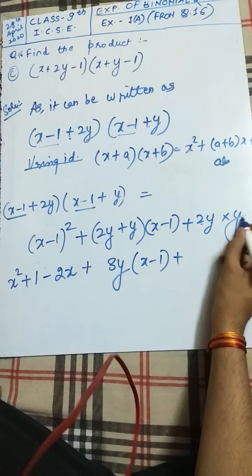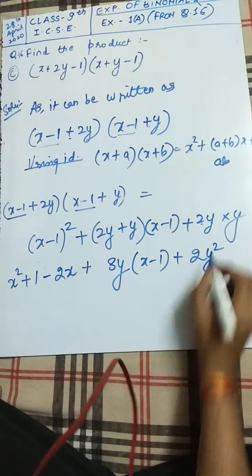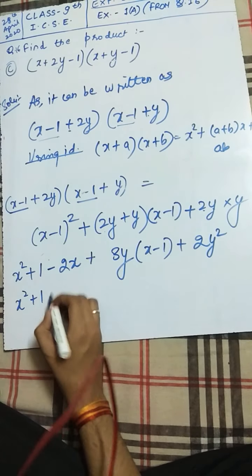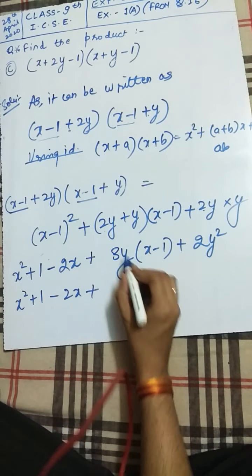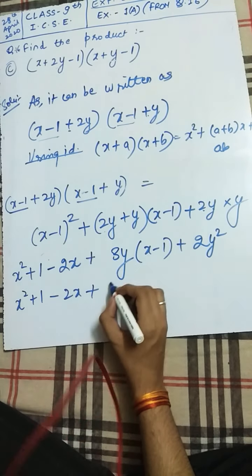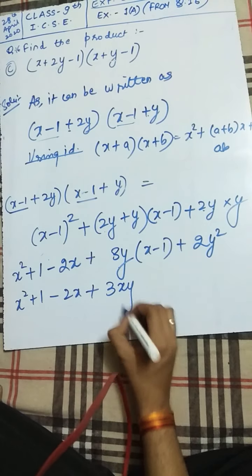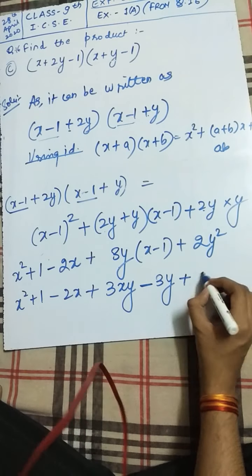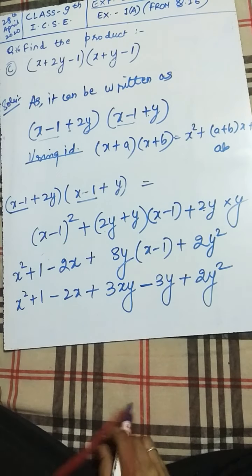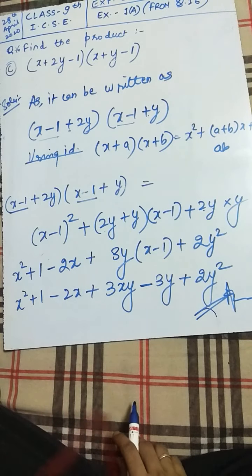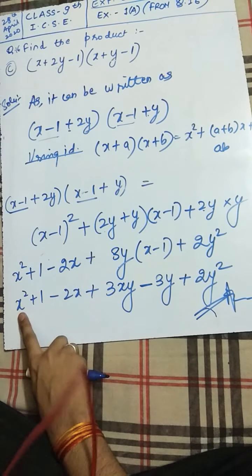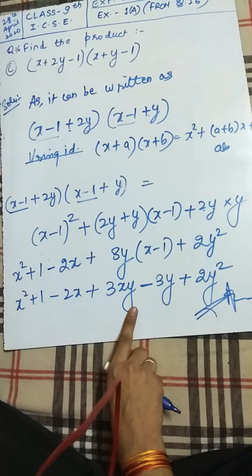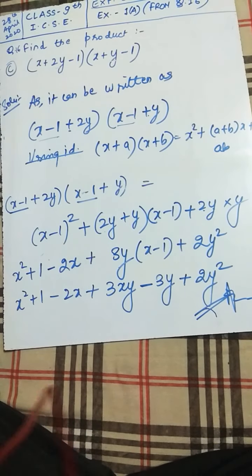2y into y is y square, and 2, this will be 2y square, x square plus 1 minus 2x plus, now multiply this inside, so 3y into x will be 3xy minus 3y into 1 will give you minus of 3y plus 2y square. This is the final answer. That means you can arrange it: x square plus 2y square minus 2x minus 3y plus 3xy. No problem in that.